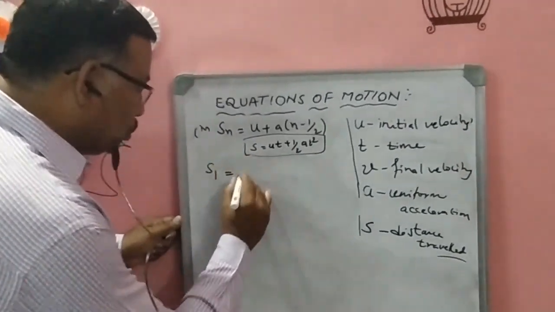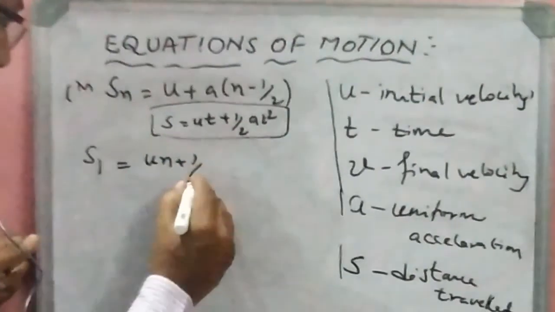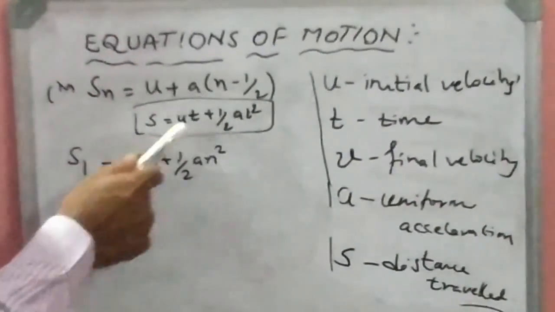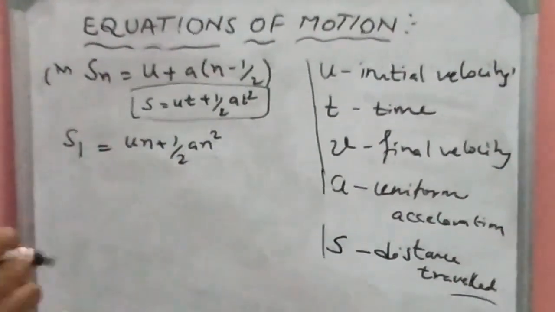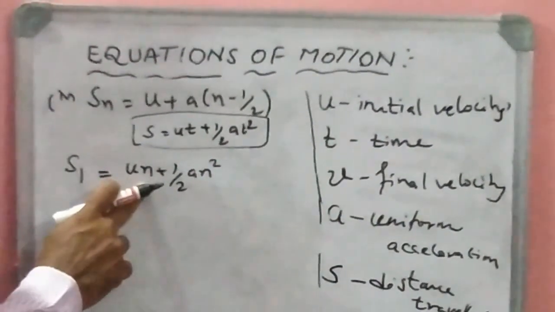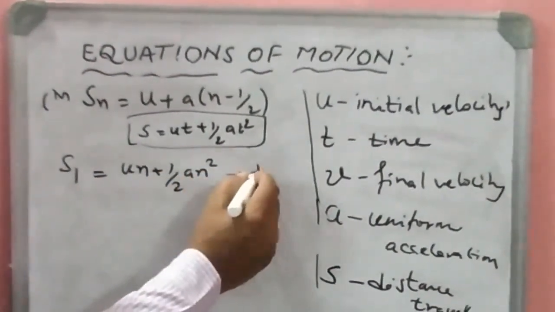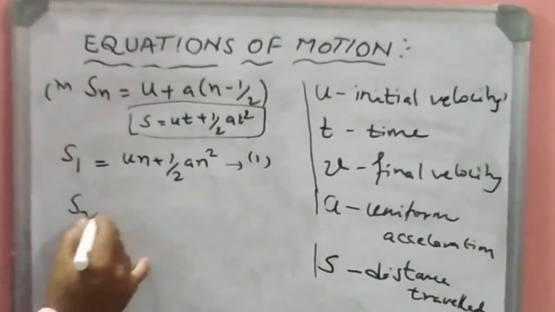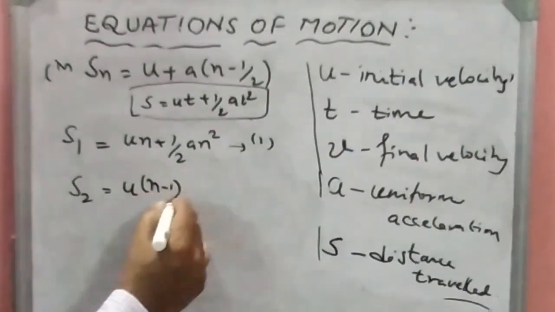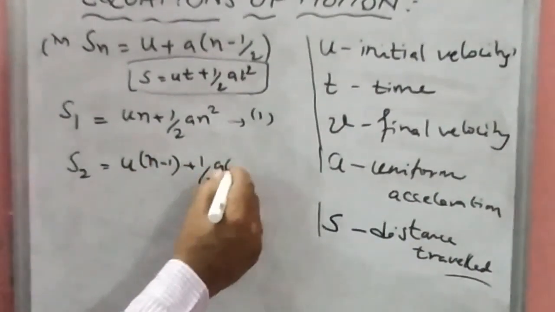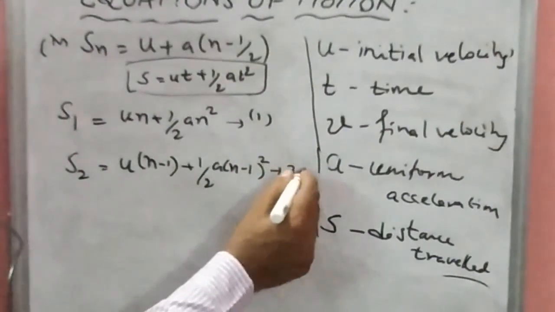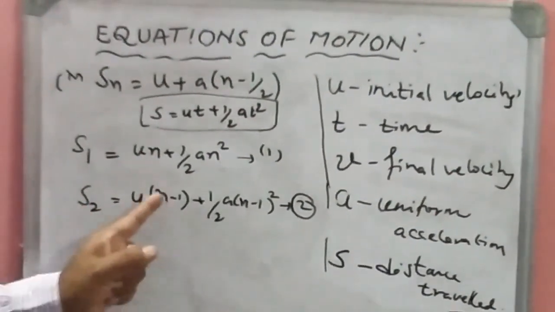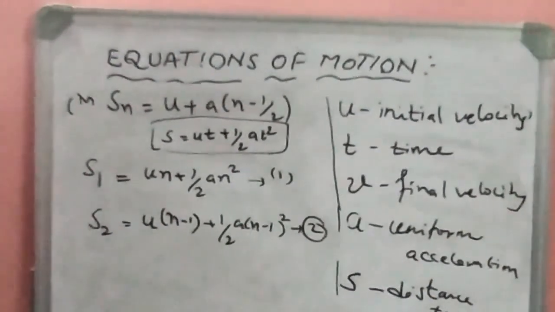S1 = un + ½an². Why am I writing it like this? This is the formula for t seconds, and I am converting it for n seconds. So S1 is the distance travelled in n seconds: un + ½an². This is equation 1. Converting the same formula like this: S2 = u(n−1) + ½a(n−1)². This is equation 2. S2 is the distance travelled in n−1 seconds.